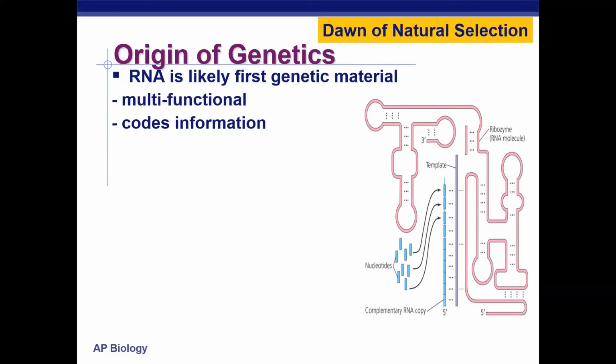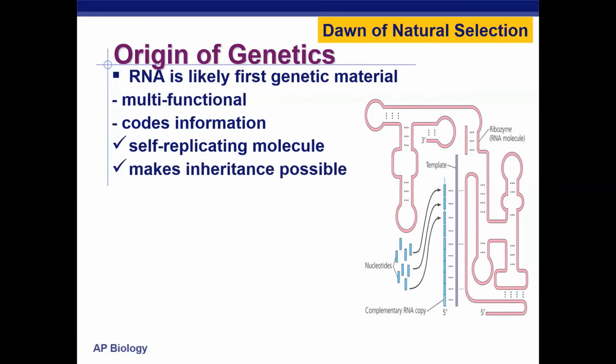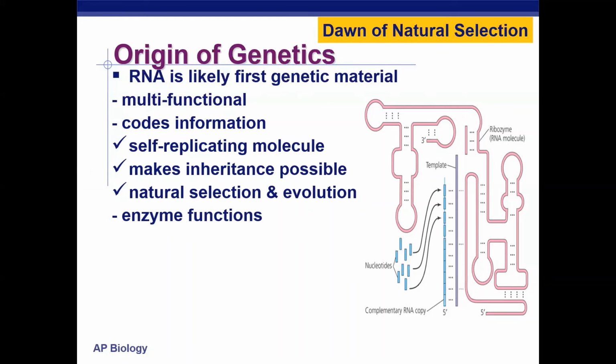So first of all, it could code information. Messenger RNA could have instructions to make things. They're self-replicating. RNA can actually make copies of itself, which allows for inheritance to be possible. It can allow for natural selection and evolution to occur if it's replicating itself, because mutations could occur in there. It could have enzymatic functions. Some RNA work as actual enzymes where they could help break something down, speed up certain processes. They're usually referred to as ribozymes, RNA that have enzymatic functions.